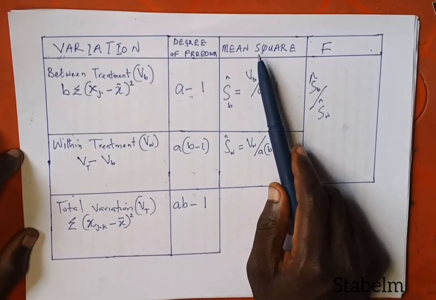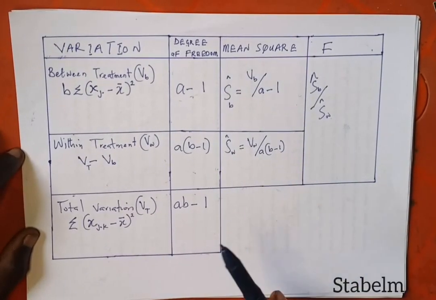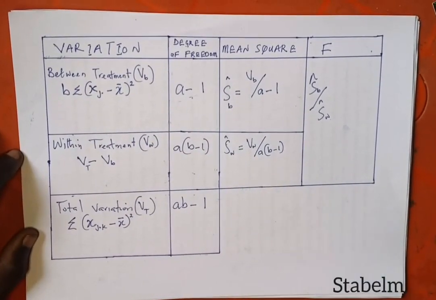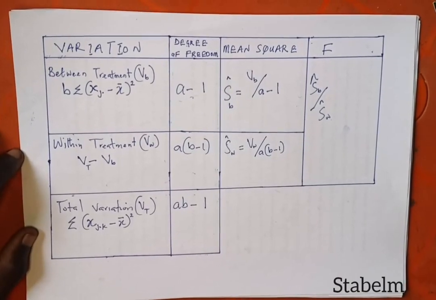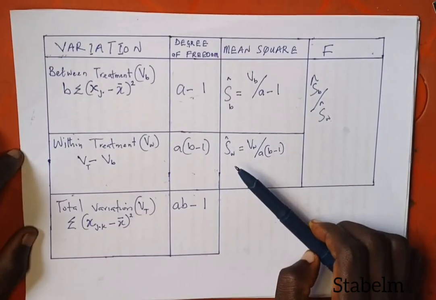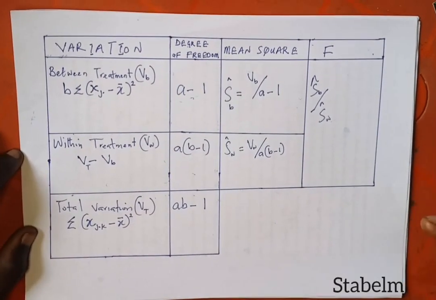Now, the third column here is talking about the mean square. Mean square for between treatment, and mean square for within treatment. So if we divide these two, that is S squared B divided by S squared W, that's going to give us F calculated. Let me put it here.